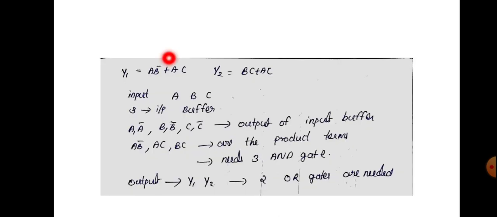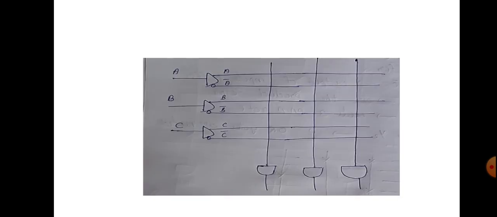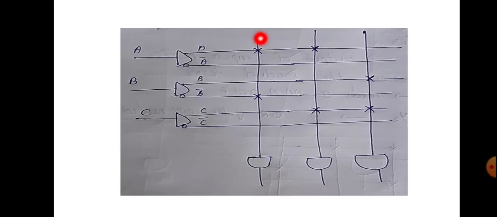For the 3 AND gates, the first product term is A B bar, the second product term is AC, and the third product term is BC. So the first AND gate output is A B bar. A is cross marked, B bar is cross marked. You can see here A cross marked, B bar cross marked. So the output of this AND gate is A B bar.